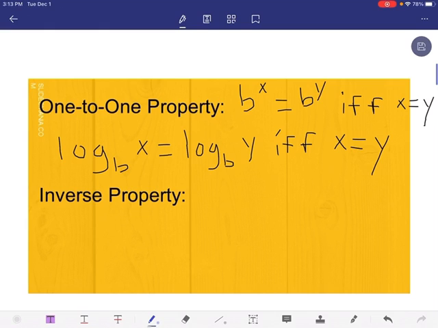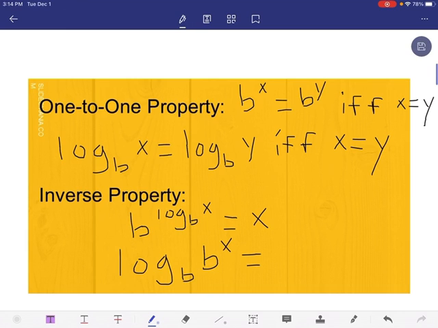Now, our inverse property we've briefly talked about. It tells us that if I have b raised to the power of log base b of x, it's going to equal just x. Also, if we have log base b of b to the x, it will also equal x. Because our logarithms and exponentials are inverses, if we take one of the other, then they're going to undo each other, and we're just left with x.